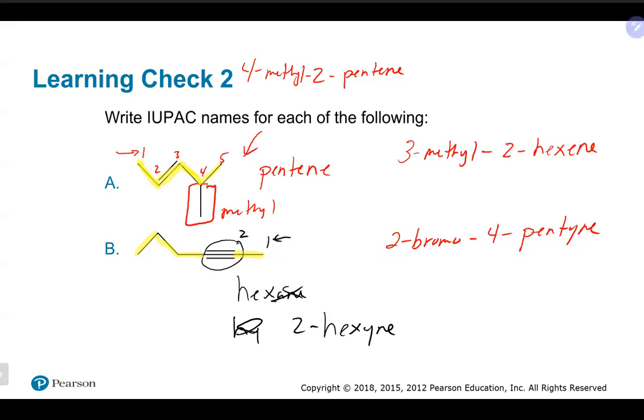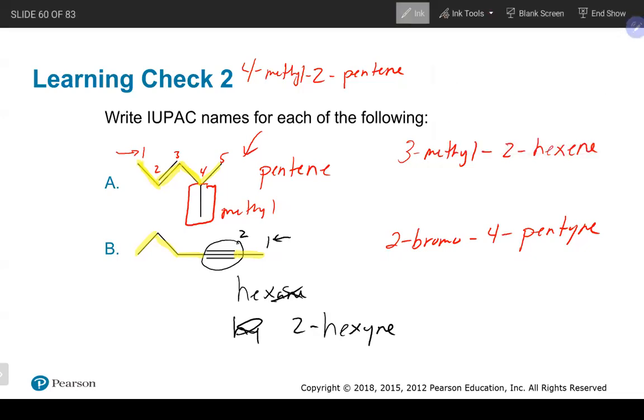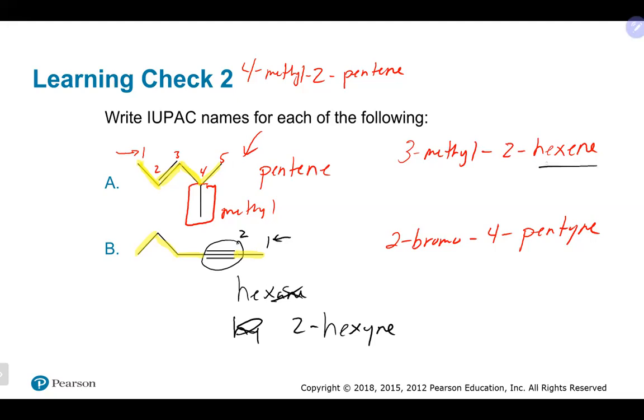So starting with the back part here, that is hexane basically. So that's 6 carbons: 1, 2, 3, 4, 5, and 6. It is an ENE, which means it's a double bond at carbon number 2. So for me, I'm going to call this guy carbon 1, which means my carbon 2 would be right there. Again, you could do it on the other side if you wish.